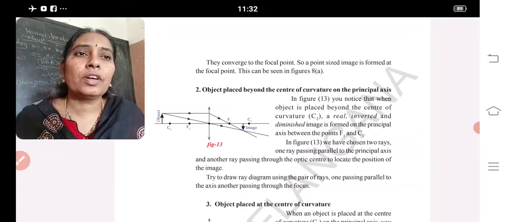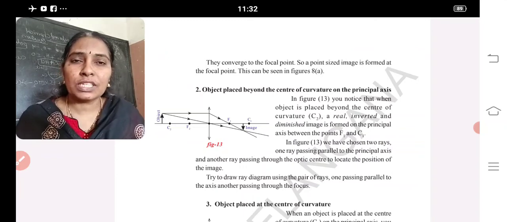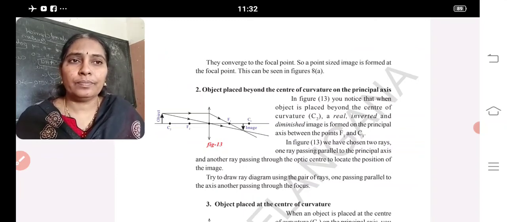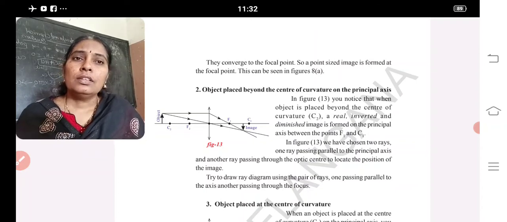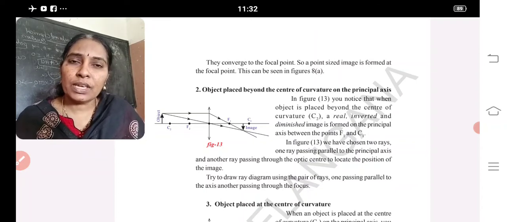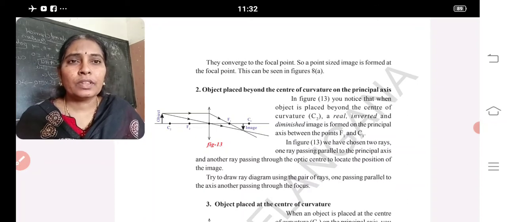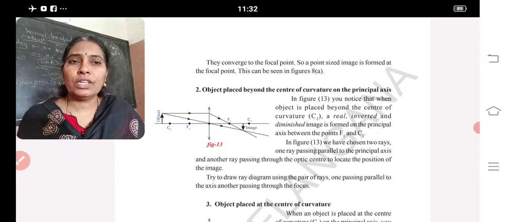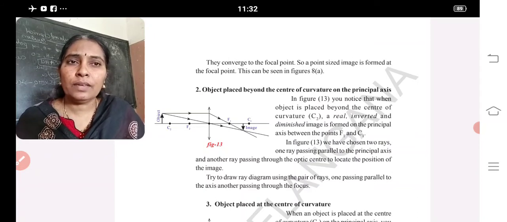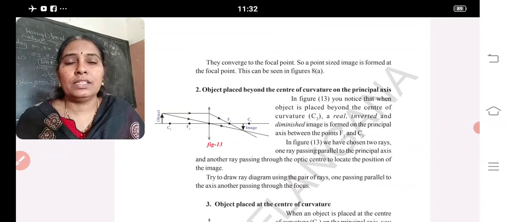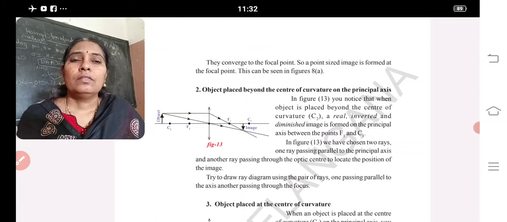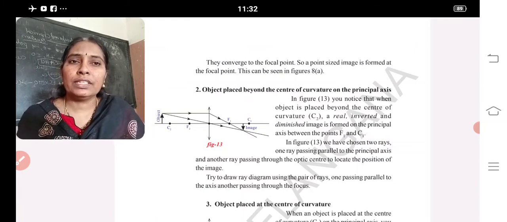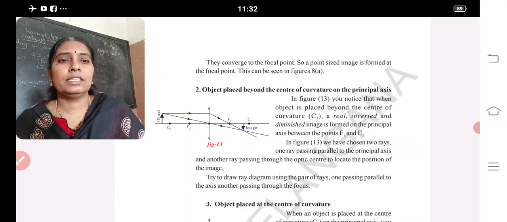Object behind the center of curvature on the principal axis. You can see the object is beyond the center of curvature. So how many rays should be considered to get the image? Two rays. What are they? The first ray is parallel and the second is passing through the optic center. Both converge at a point, and the intersecting point between F and C is said to be the position of the image. So when the object is placed beyond C, both rays will intersect at a point in between F and C, and the image will be formed in between F and C.